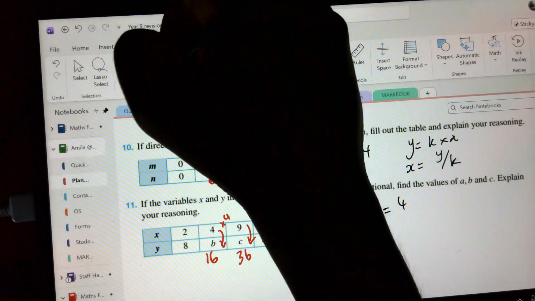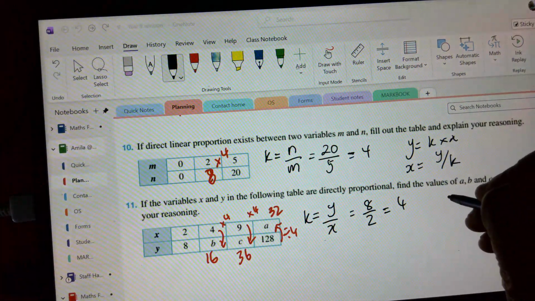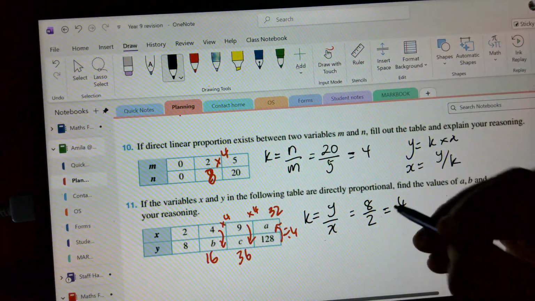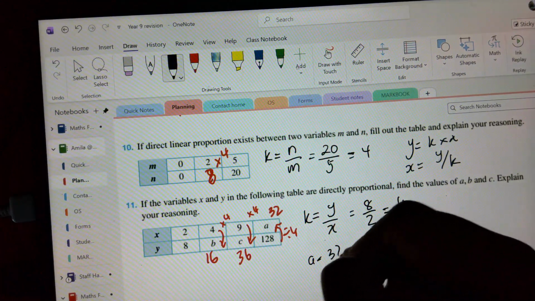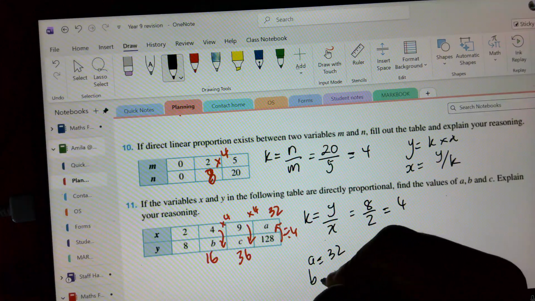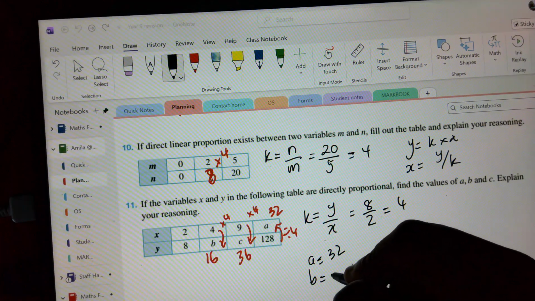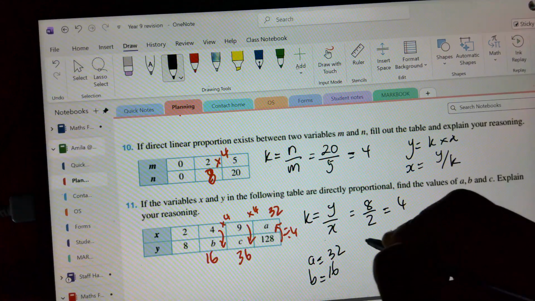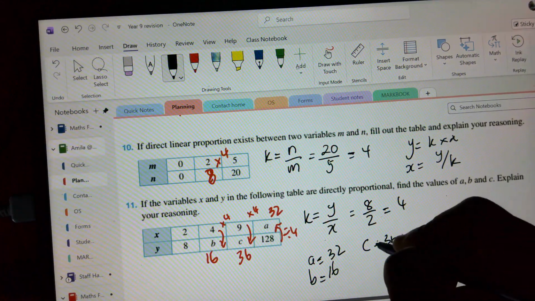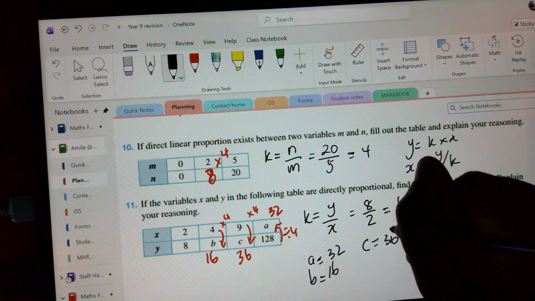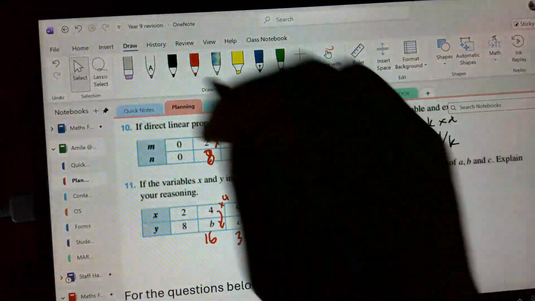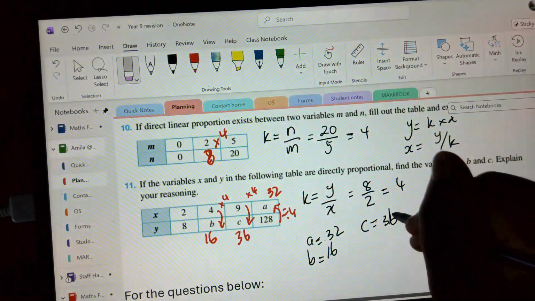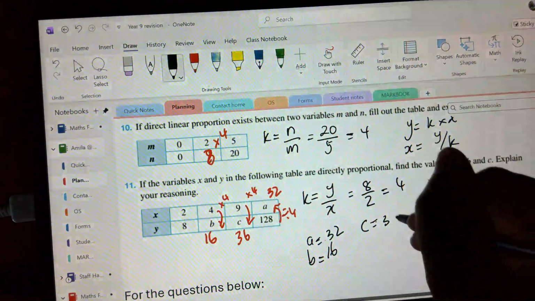So, just to make it clear, A equals 32, B equals 16, C equals 36. I'm gonna make that look like a 6.